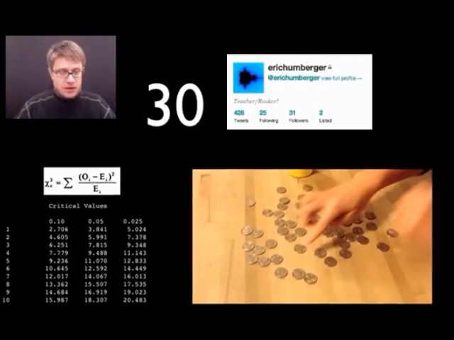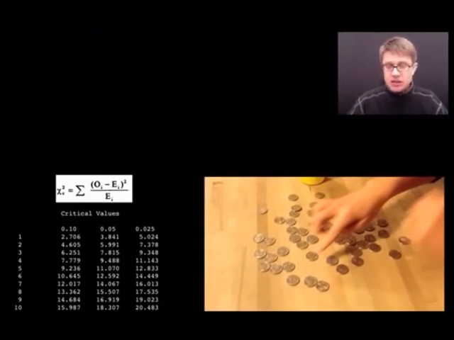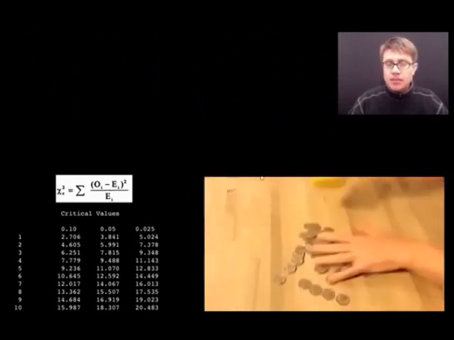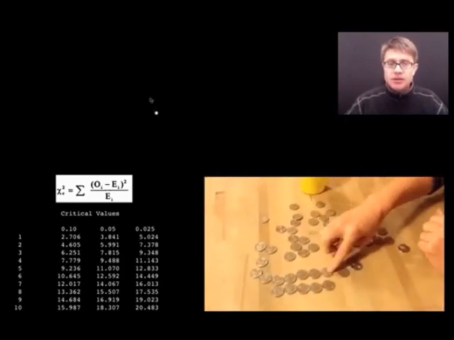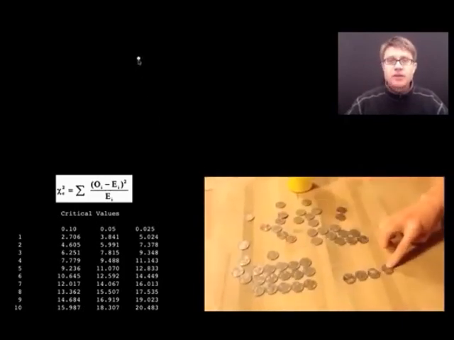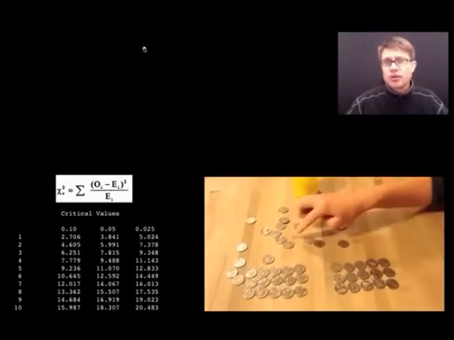And so this is my wife down here. This is her hand. And what she's going to do is she's going to flip 50 coins. You can see she's really fast. So she's flipping 50 coins, and then she's sorting them out.